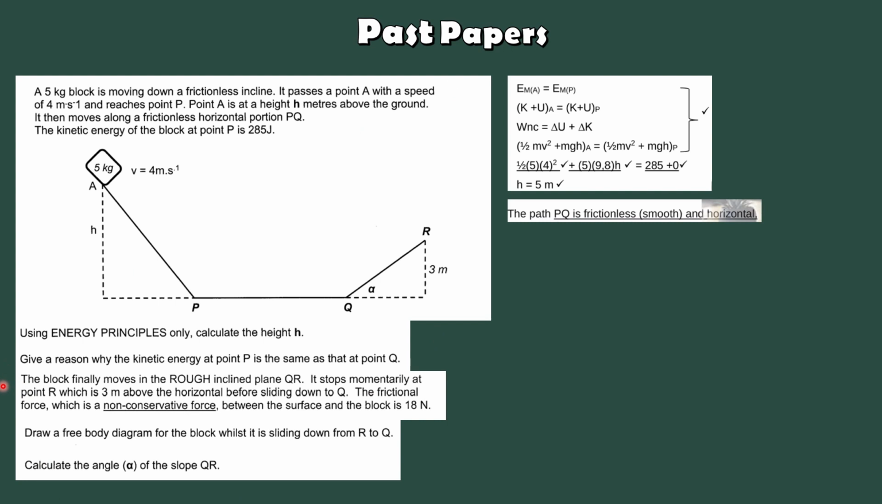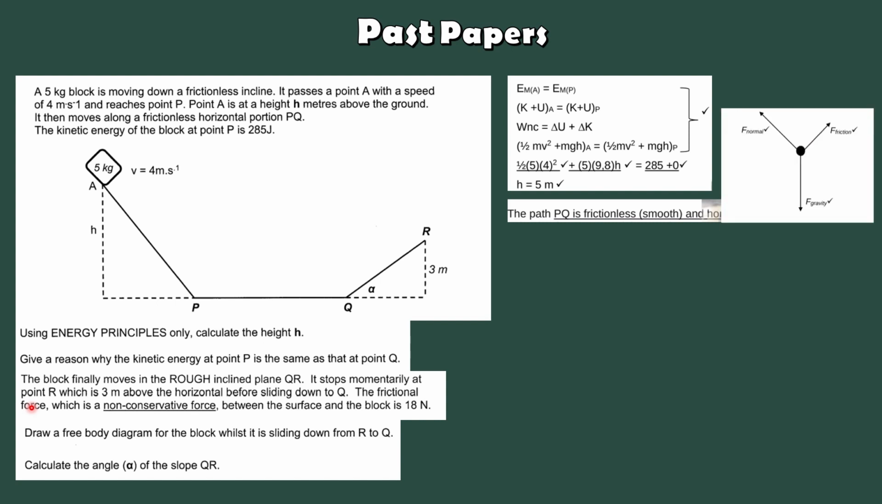The block finally moves in the rough inclined plane QR. It stops at point R, which is 3 meters above the horizontal, before sliding down to Q. The frictional force, which is a non-conservative force, between the surface and the block is 18 newtons. Draw a free body diagram for the block whilst it is sliding down from R to Q.